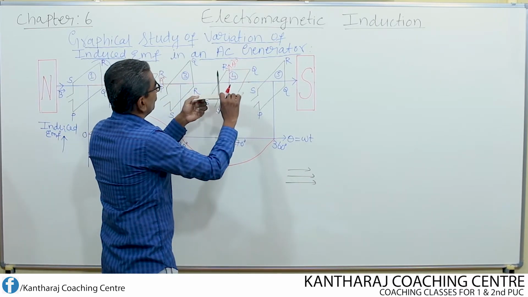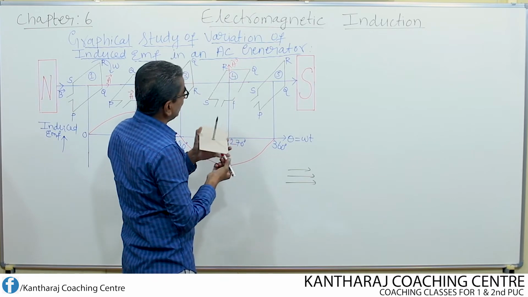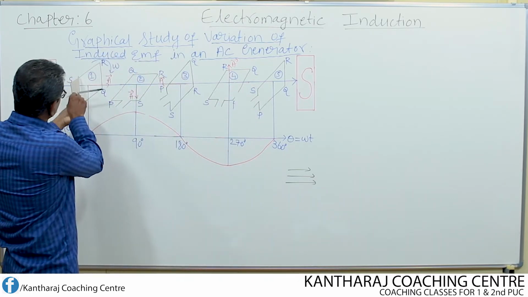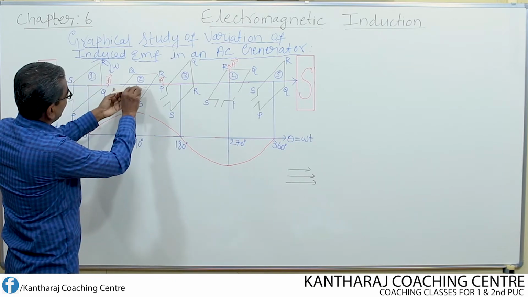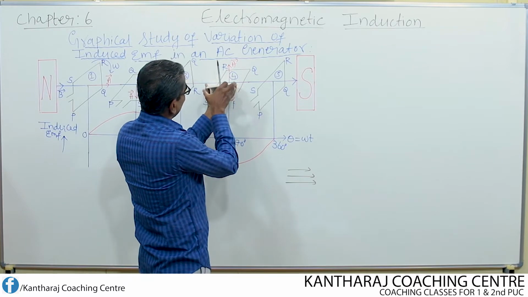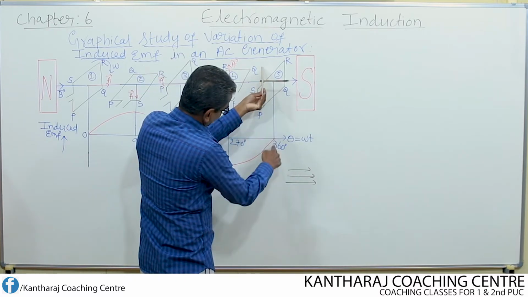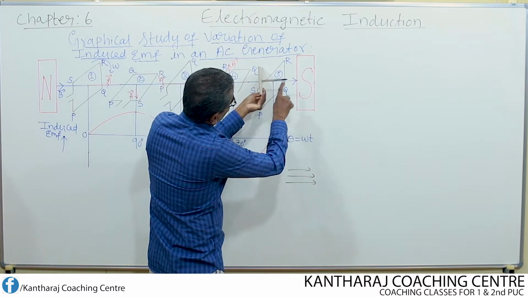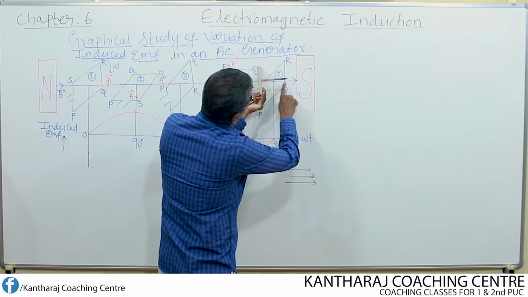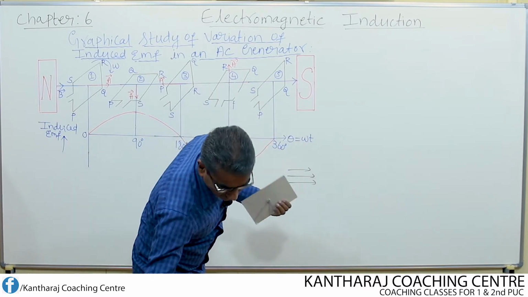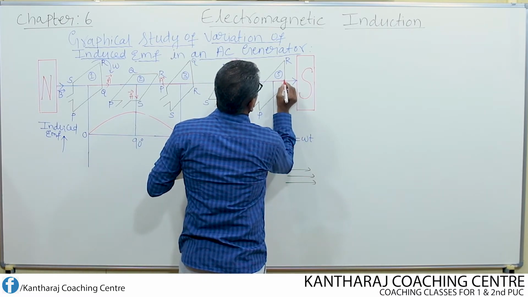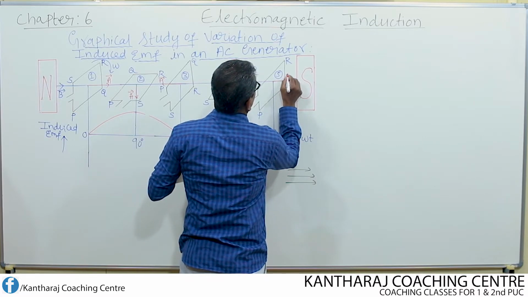Now finally we shall rotate the coil through 360. So once again 0, 90, 180, 270 and finally 360 degree. So now finally the area vector is once again all along the direction of the magnetic field, like this. So this is the direction of the area vector A.